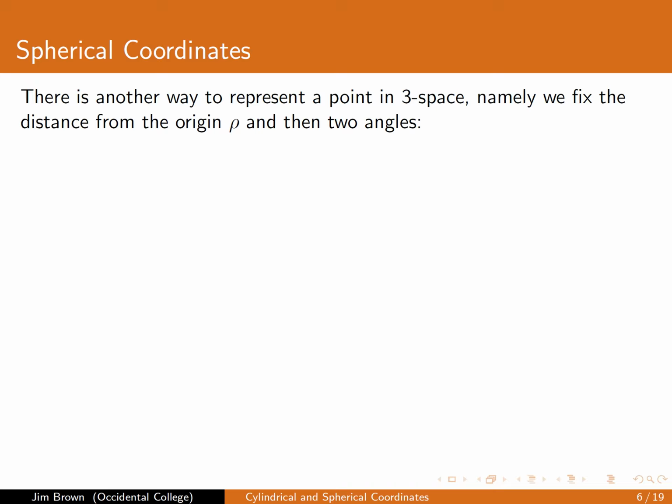Now spherical coordinates are quite a bit different than what we've been using before. In this case, rather than going a distance out in the xy plane and then a distance up, we're going to go straight out from the origin to our point. And so we're going to have a distance from the origin, which we're going to denote as rho, and then we're going to have 2 angles to determine the point.